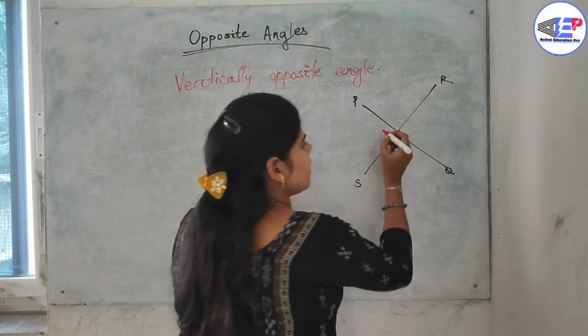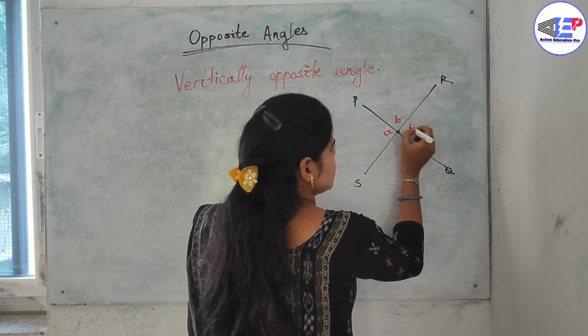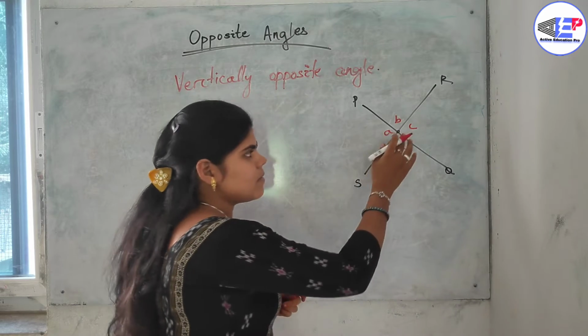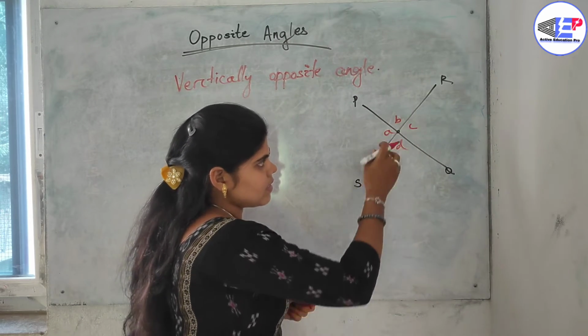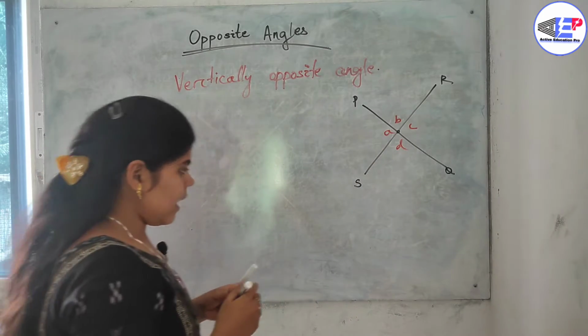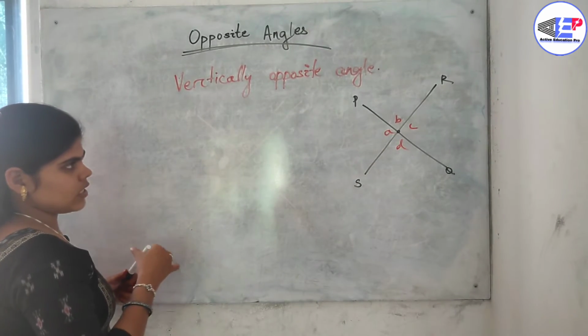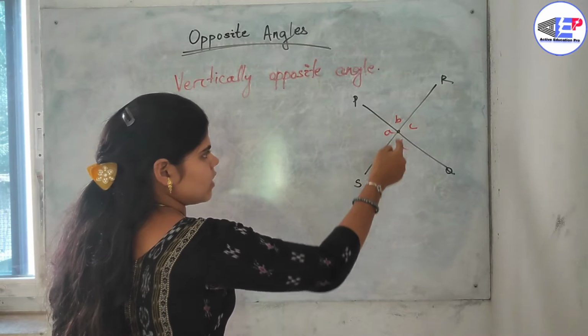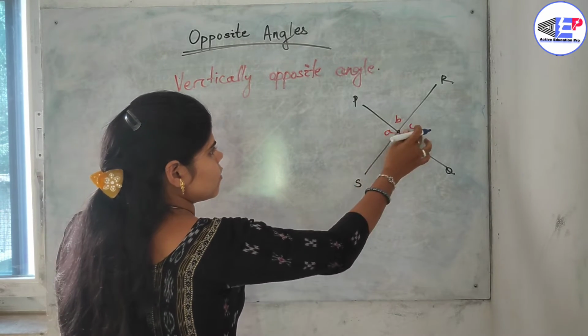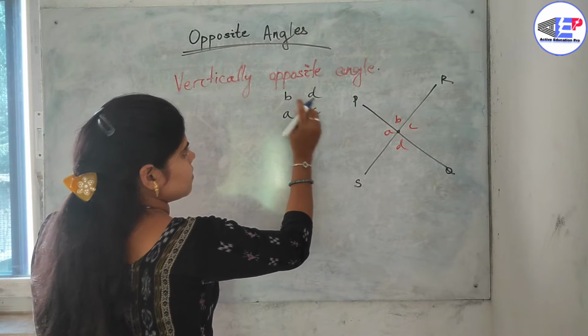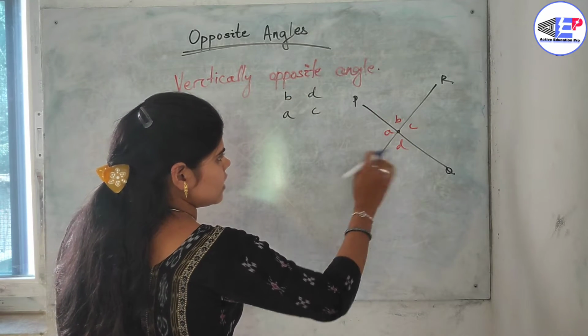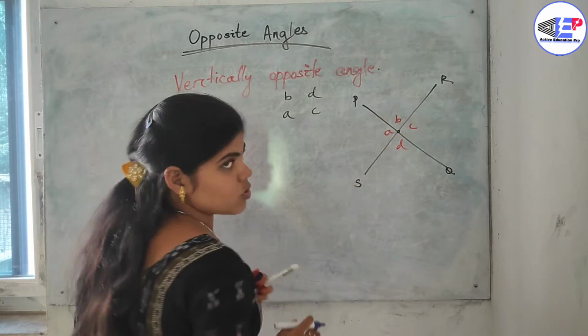So, these are A, B, C and D. The angles are A, B, C and D, and the line segments are PQ and RS. As for our topic, vertical opposite angles, we know B is vertical opposite to D, and angle A is vertical opposite to C. B with D, A with C.